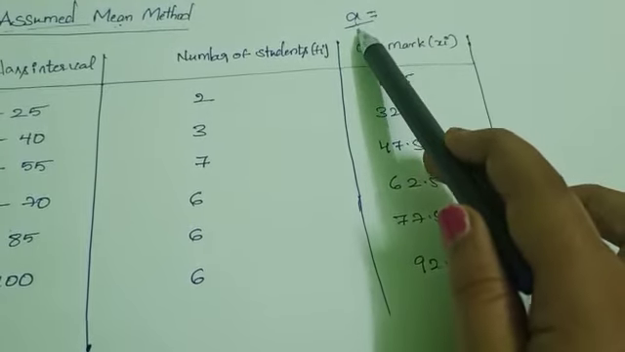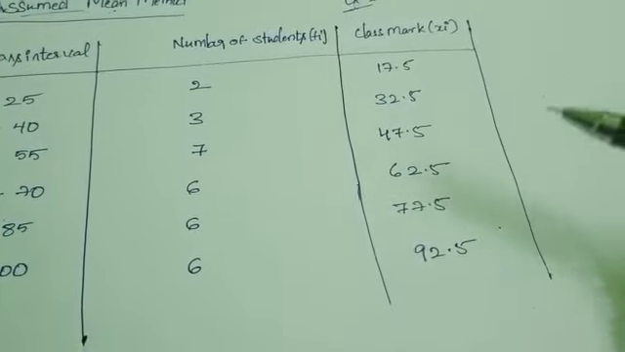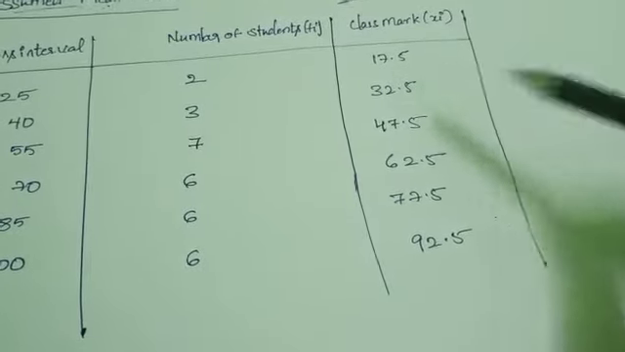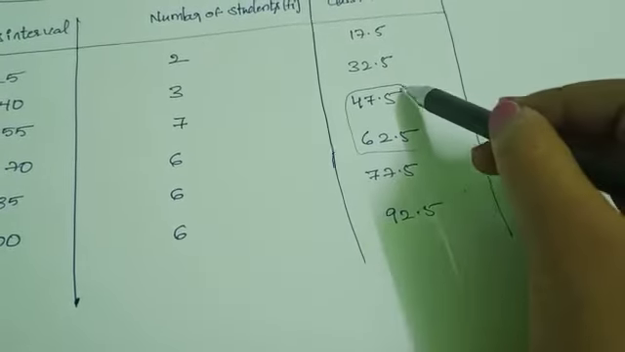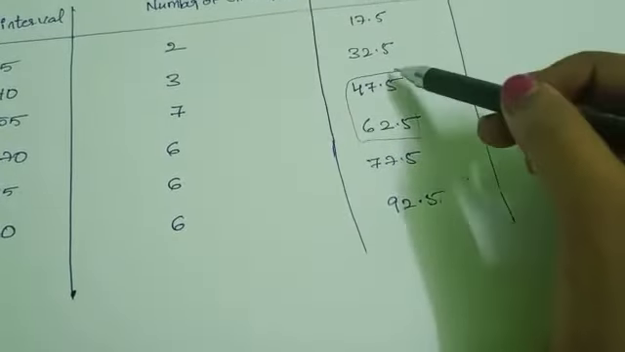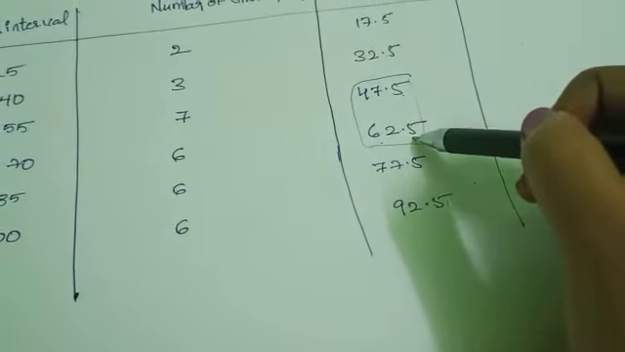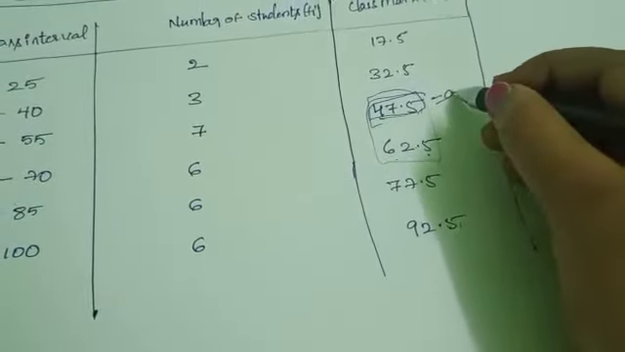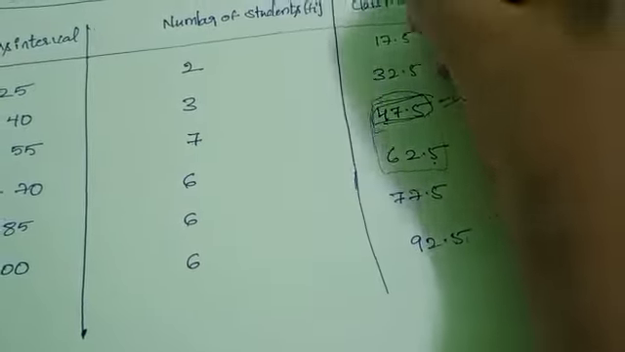How to choose A? To reduce our calculation work, we may choose A in the center of the xi values. Here we have six values, an even number, so the center values are two values, 47.5 and 62.5. Which is better? I choose 47.5. Here the assumed mean is A equal to 47.5.